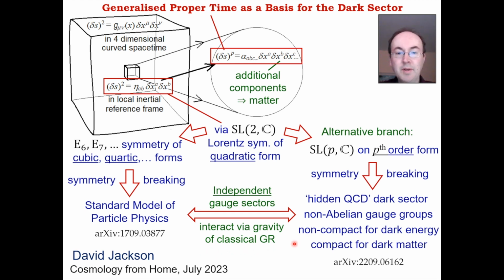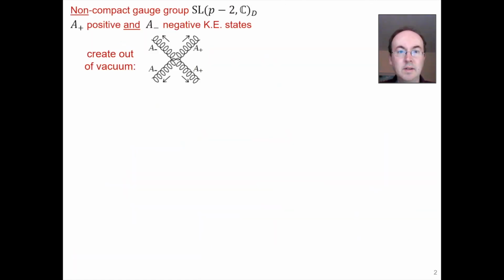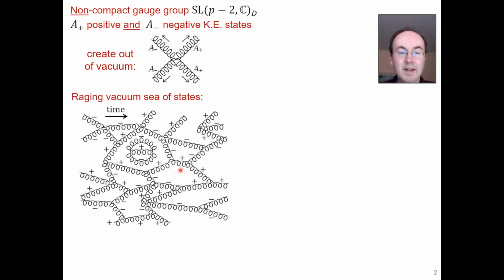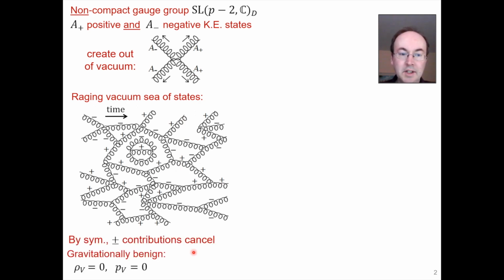I'll say a few words about how a non-compact gauge group can give a candidate for dark energy. Such a gauge group contains both positive and negative kinetic energy states, which can hence be mutually created out of the vacuum via self-interactions, filling the vacuum with these states in a manner which is still macroscopically gravitationally benign due to the symmetric contributions from both the positive and negative energy states.